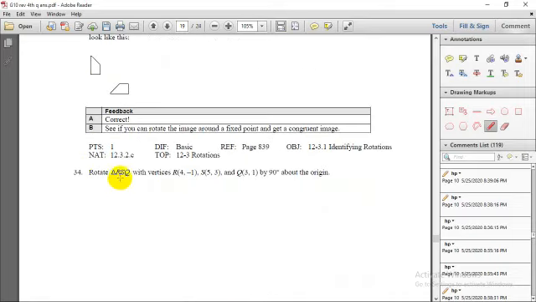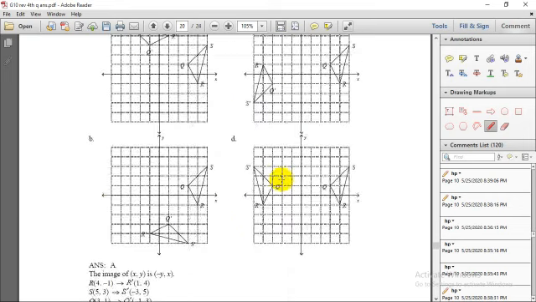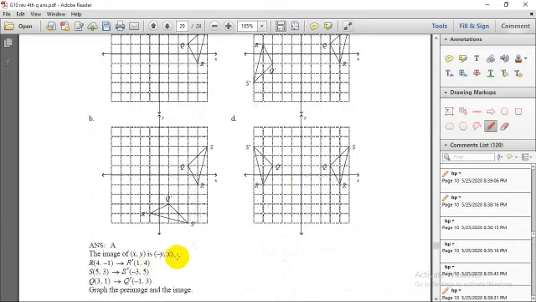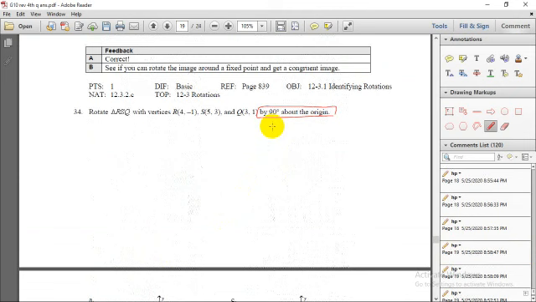Very good. Let's see here. Rotate the triangle RSQ with vertices by 90 degrees about the origin. Here, do you remember the rule of this? What is the rule of rotation by 90 degrees about the origin? Do you remember it? It's negative y and x. So, returning back here, it will be negative y and x. Very good.